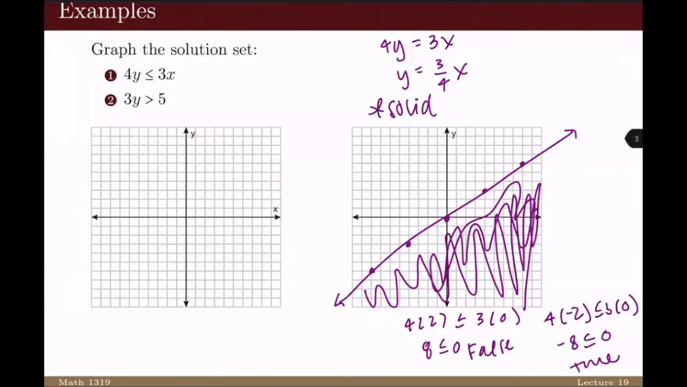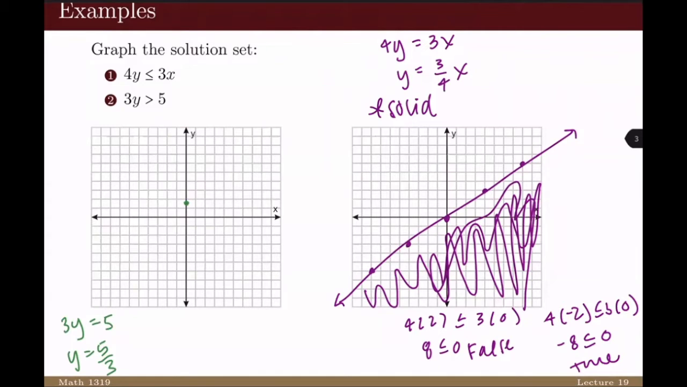And then for number 2, again, we're going to graph the line. So I get 3y equals 5, which is y equals 5/3. That's kind of close to 2. And then it's like here-ish.